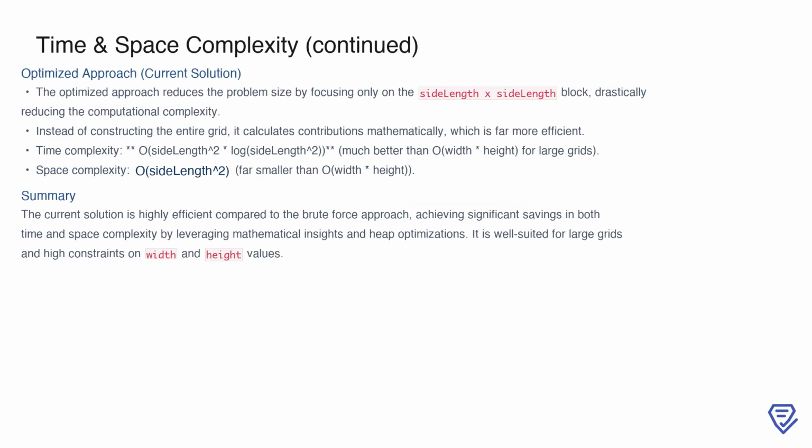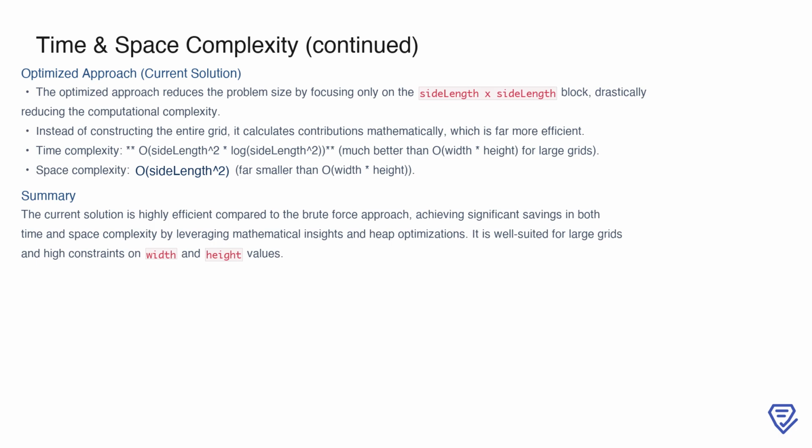For large values of width and height, this approach becomes computationally expensive and impractical. In contrast, the optimized approach focuses only on the side length x side length block, significantly reducing both time and space requirements. Instead of constructing the entire grid, it calculates contributions mathematically, which is far more efficient.